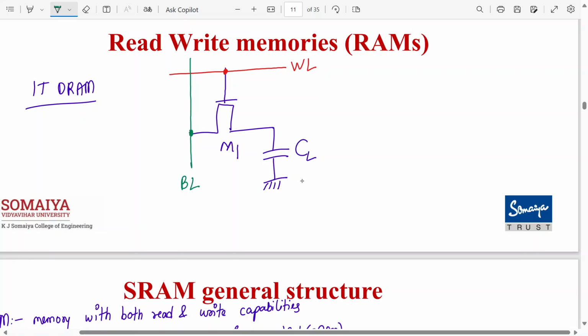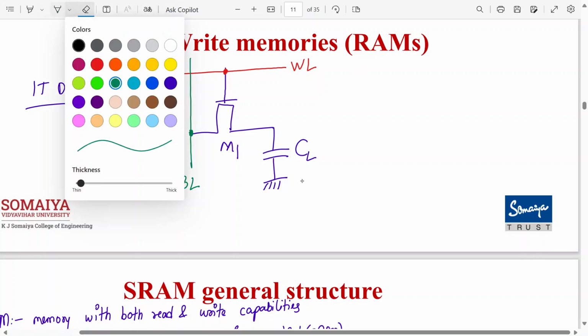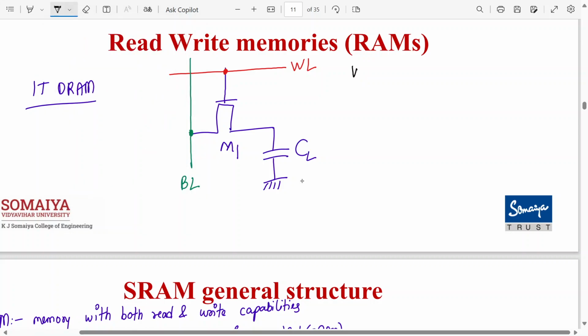All right. So let's say the word line is activated. What will happen to M1 when word line becomes 1? Can you tell me? M1 turns on or off? Quickly tell. M1 turns on and it acts as a pass transistor logic. Yes or no? So it will pass the data whatever is on BL.